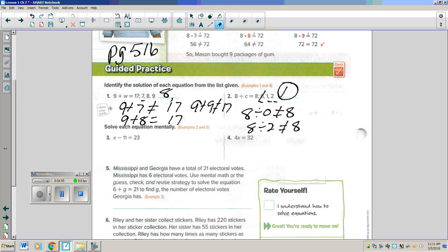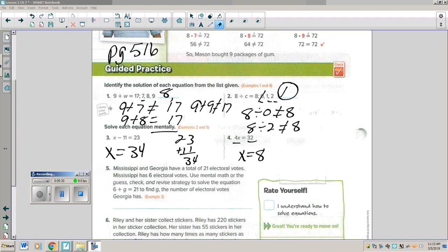Number 3 is subtraction. We're going to solve these mentally. In other words, do them in your head. Something minus 11 is 23. It's got to be bigger than 23. So if you add 23 plus 11, you get 34. X equals 34. Number 4, 4 times something is 32. That something is 8.